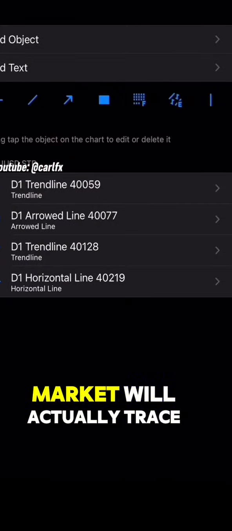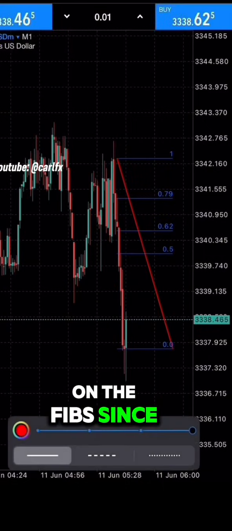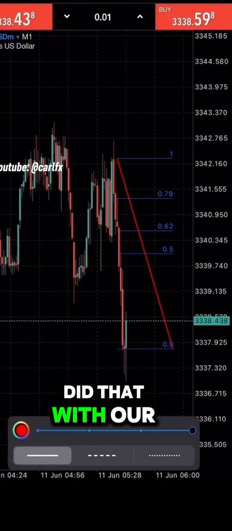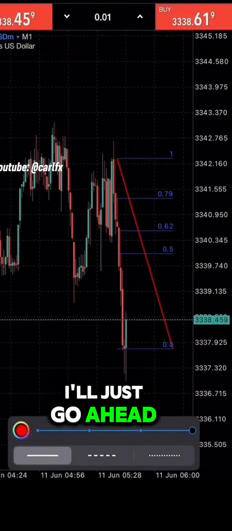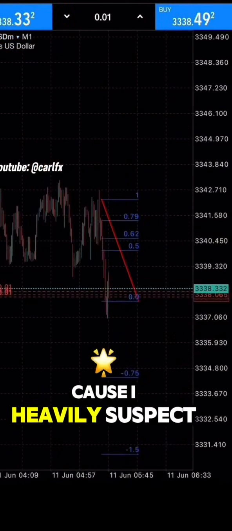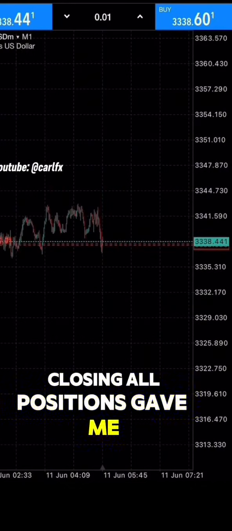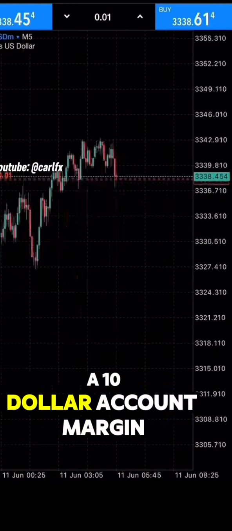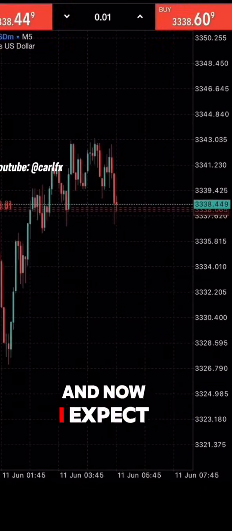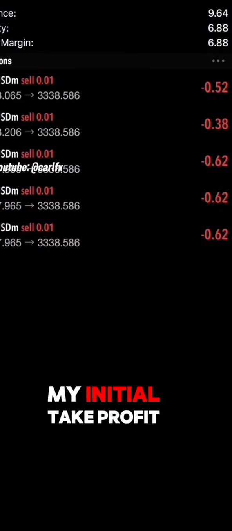I don't think the market will actually trace all the way to my entry zone on the fibs, since we already did that with our first market structure shift. We'll just go ahead and add more positions at the current level we are at, because I heavily suspect the market will drop so badly from here. Closing all positions gave me extra margin. I'm now trading with a $10 account margin, and now I expect the market to drop all the way to my initial take profit.